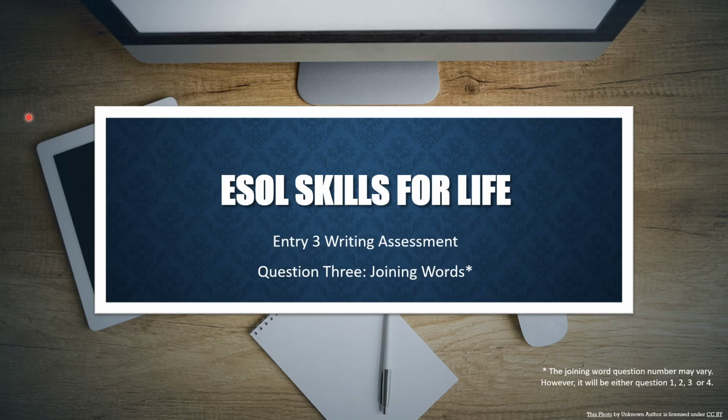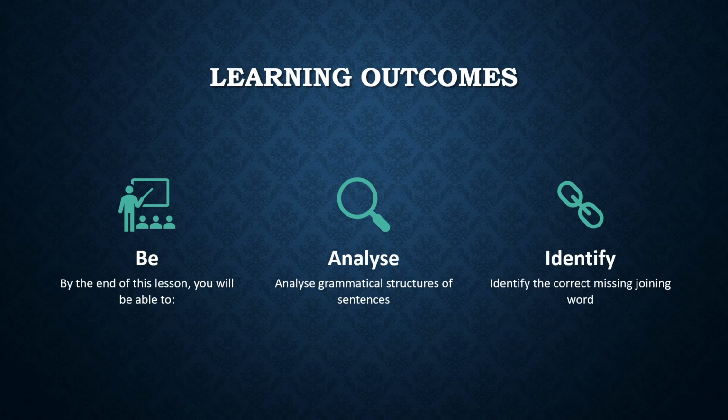Hello and welcome to this ESOL Skills for Life Entry 3 Writing Assessment lesson for Question 3, Joining Words. Please note that the joining words question may not actually be question 3, it may be question 1, 2, 3 or 4. So by the end of this lesson you will be able to analyse the grammatical structures of sentences and identify the correct missing joining word.